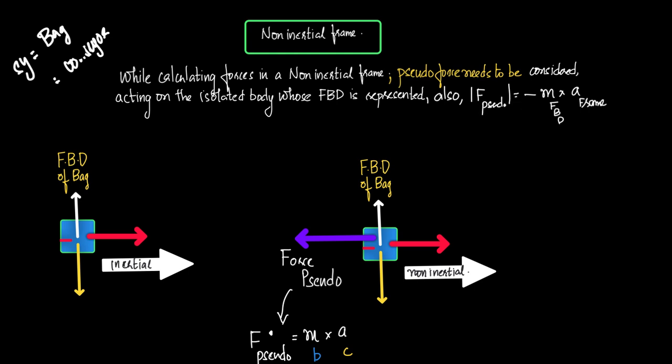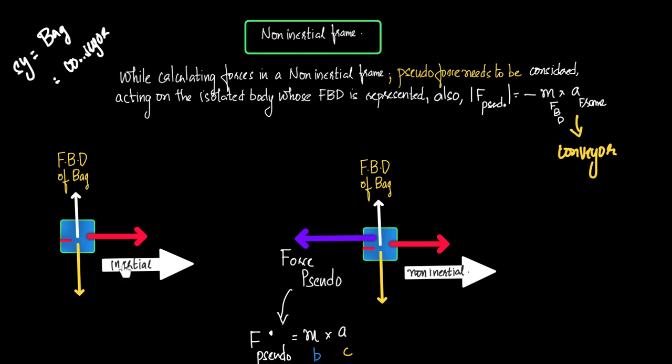Its magnitude is given by negative of mass of the body whose free body diagram is considered into acceleration of the frame. And what is the frame here? The frame in this case is the portion where the man is standing, and the man is standing on the conveyor. Therefore, the conveyor is considered to be the frame, and pseudo force will be calculated using the acceleration of this frame and not the acceleration of the bag. Okay.